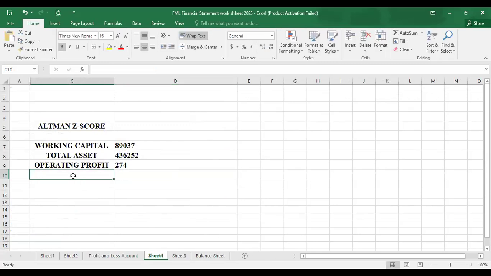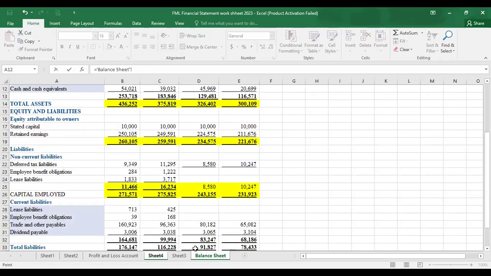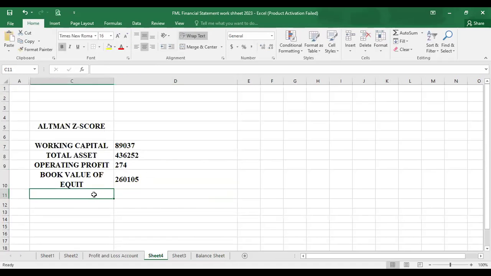Then our book value of equity is the value of total equity in this situation. So stated capital plus the retained earnings. Then book value of total liability. So total liability.